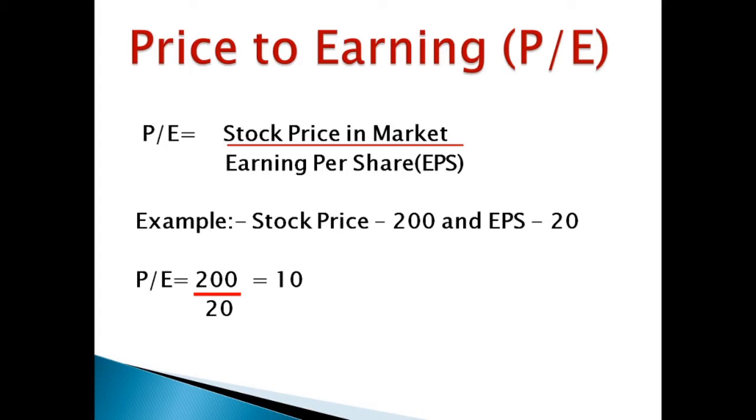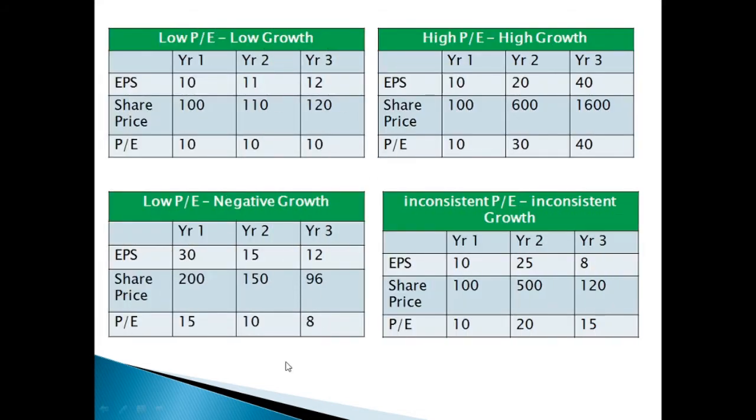There are different ways in which we can analyze the valuation of a company with the help of PE ratio. So let's see what those ways are. When you want to evaluate a company, you should see at least 3 years of PE ratio to know how the company is growing. Let's take the first example. In this example, the first year share price is 100, the second year is 110 and the third year is 120. So that means the company is growing consistently, but the growth is very low, like 10% every year.